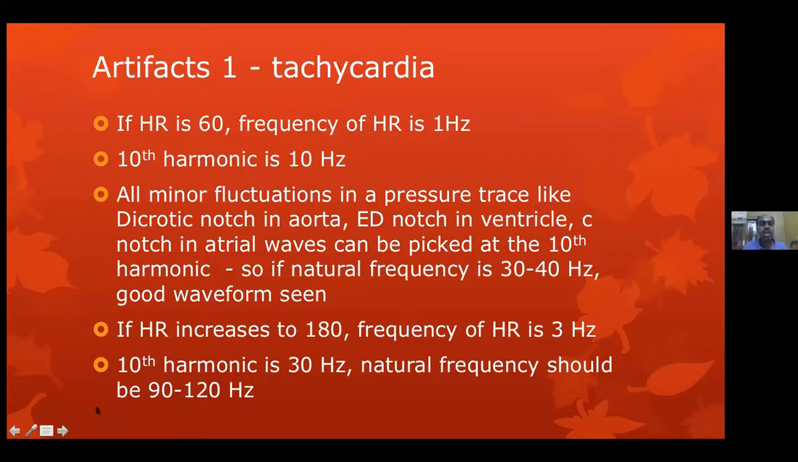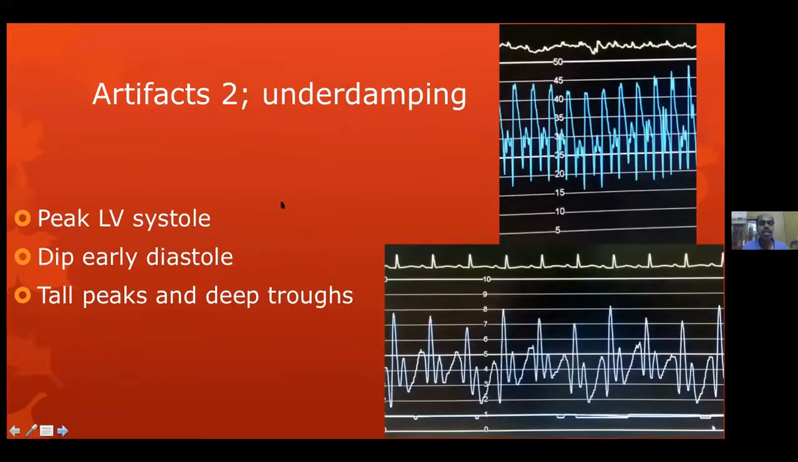So the first artifact is tachycardia. Second artifact is underdamping. I mentioned if the peak of LV systole overshoots to 30 millimeters higher and the dip of early diastole goes down to -20, that means it is underdamping. Tall peaks and deep troughs are underdamping. This is a pulmonary artery trace which is underdamped, which is flicking high. It is going up to 45 millimeters of mercury and the lower bases are just going like spikes. This is a right atrial underdamped, too many waveforms.